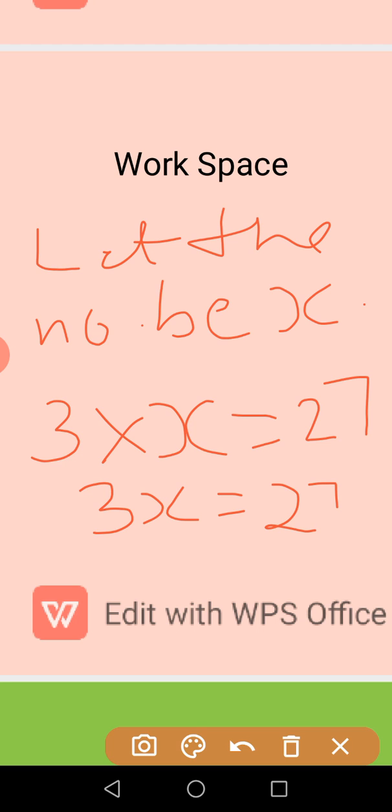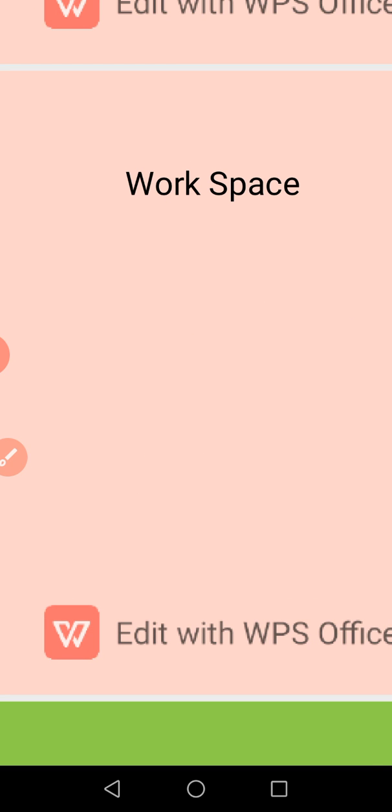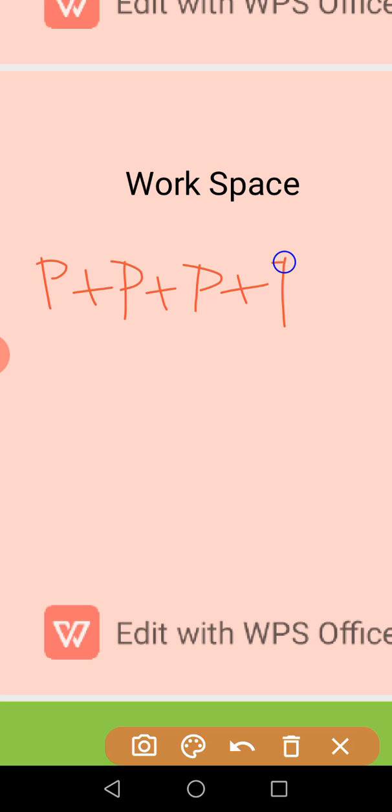Okay. Similarly, suppose I am writing, just listen here, p plus p plus p plus p, and again here I am writing p into p into p. In both sections I have taken p as the variable. Okay, but what's the difference here? In the first case I have used the operation addition, and in the second case I have used the operation multiplication. And what will be the answer in both cases?